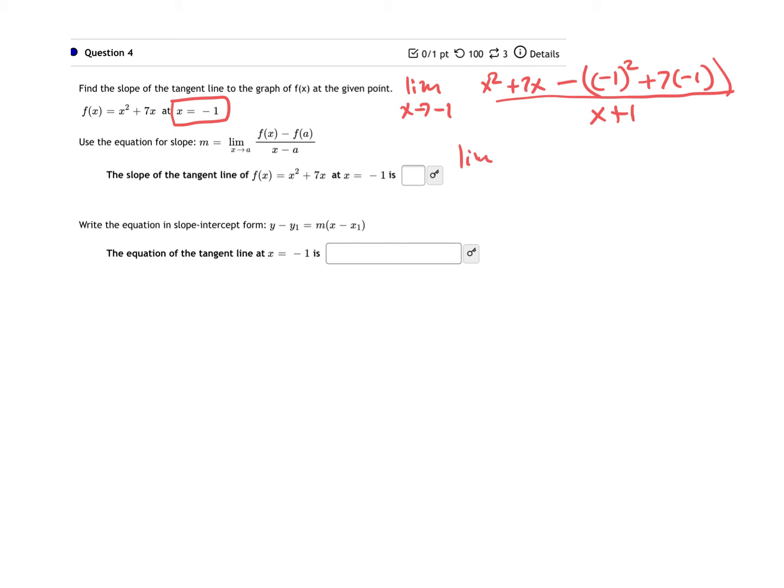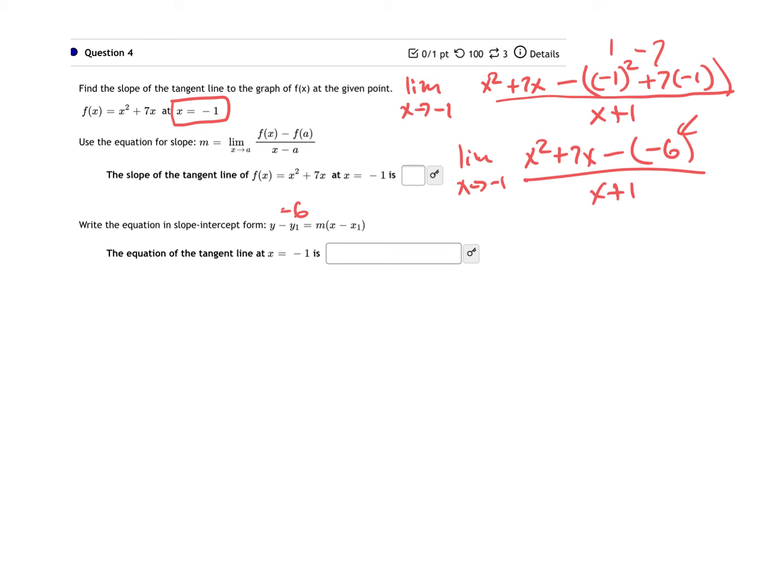So simplifying the top, the limit as x approaches -1, we have x squared plus 7x. Now, inside the parentheses here, -1 squared is a positive 1, and then 7 times -1 is going to be -7. 1 minus 7 is going to be -6. And again, that number is going to be going in for my y. So we have -6 over here, and then that's over x plus 1.